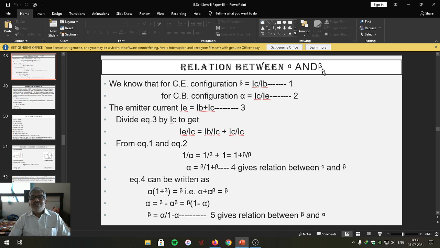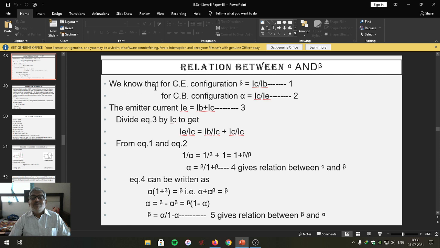We are going to relate alpha and beta with each other, meaning thereby we are deriving the formula for alpha in terms of beta and also beta in terms of alpha. After derivation, we will get the relation between alpha and beta. Dear students, to begin with, derivation of relation between alpha and beta.